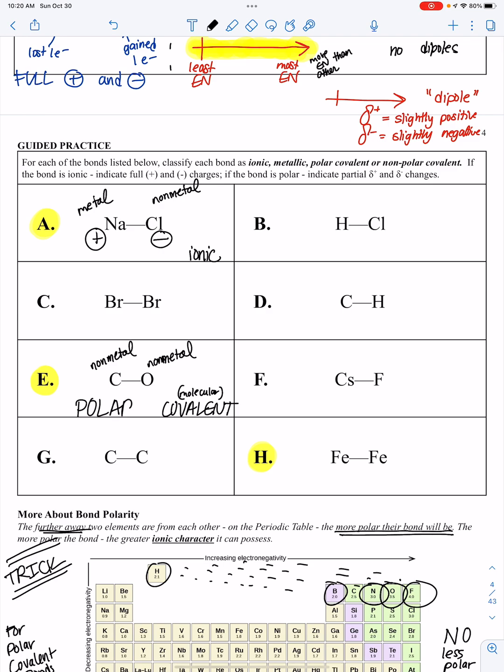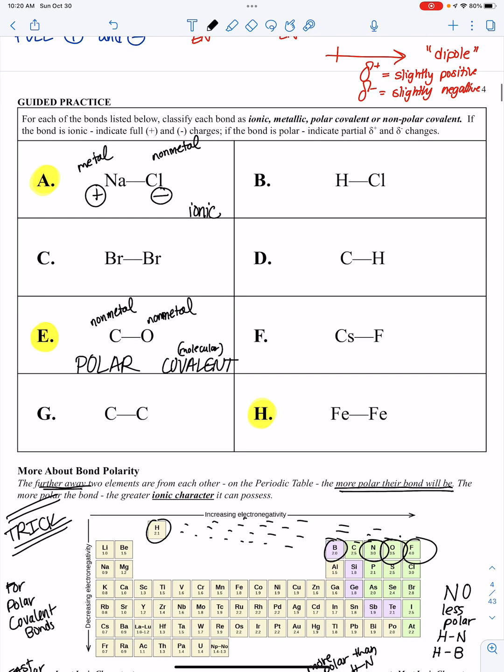Polar. Done. H and H, this is a metal. So this is just going to be metallic. And I'm not going to talk about polar or nonpolar. Metallics do not get polar or nonpolar. They are just metallic. They have the same electronegativity. They are special. All right, so I'd like you to do the rest.